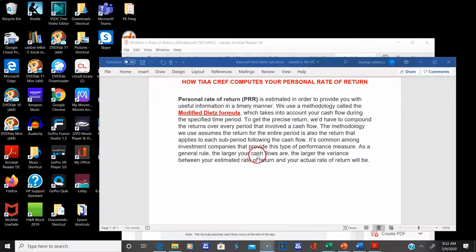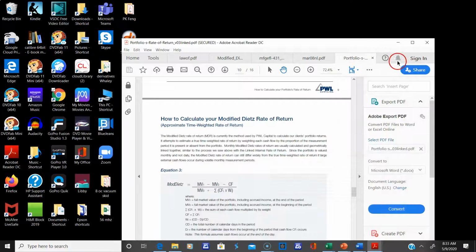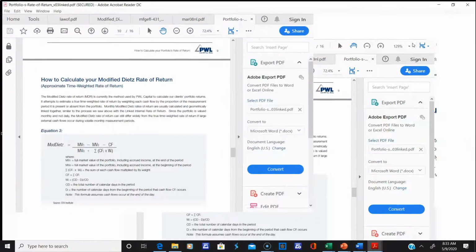As a general rule, the larger your cash flows are, the larger the variance between your estimated rate of return and your actual rate of return will be. So this is basically your estimated rate of return here. You notice how they use the word estimated, and here they use the word estimated. So what I want to do is go into some detail here from different articles I have.